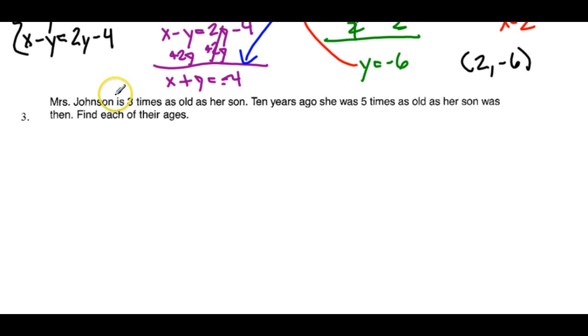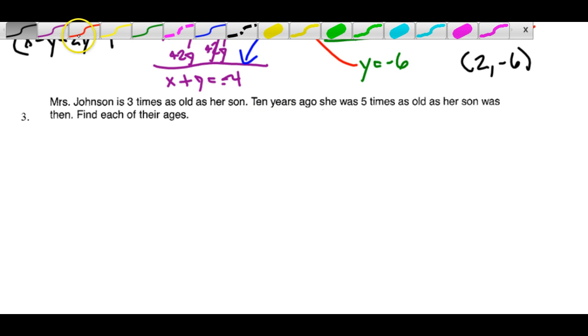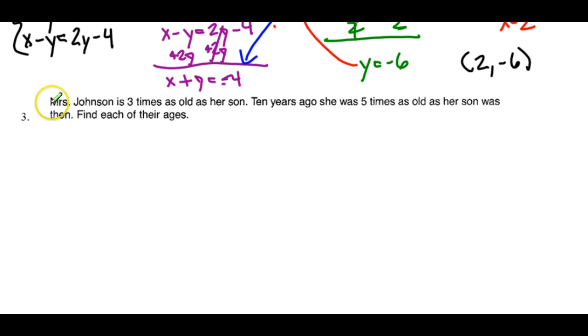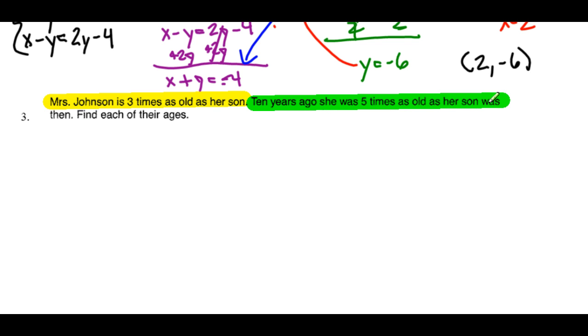Now it says Mrs. Johnson is 3 times as old as her son. 10 years ago, she was 5 times as old as her son was then. Find each of their ages. Okay? So, this one, here's what's important. Mrs. Johnson is 3 times as old as her son. That's one important part. The other important part here is that 10 years ago, she was 5 times as old as her son was then. Okay? So we're going to find each of their ages.